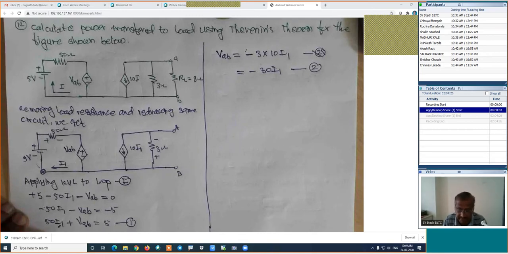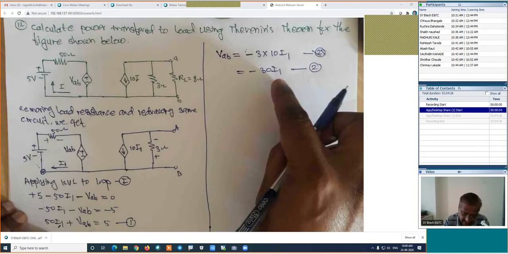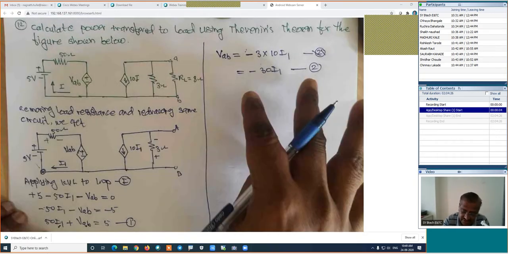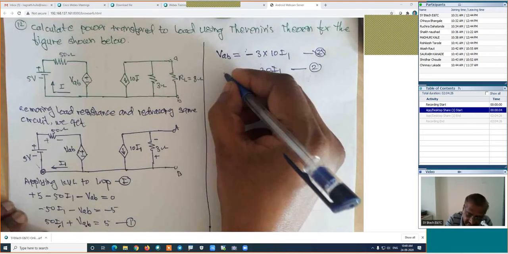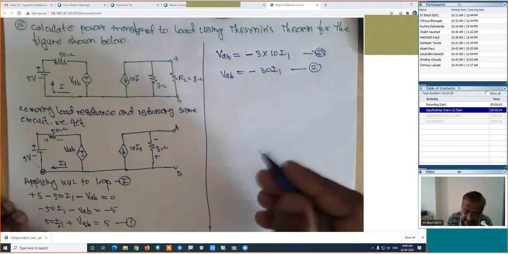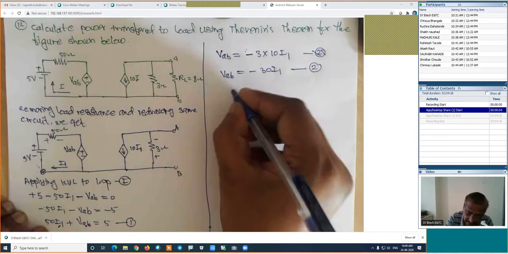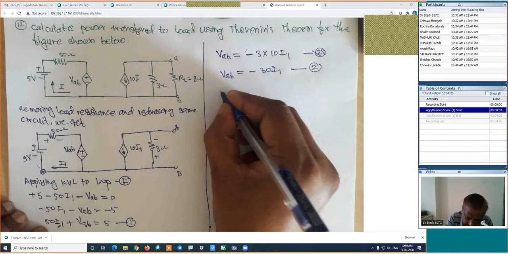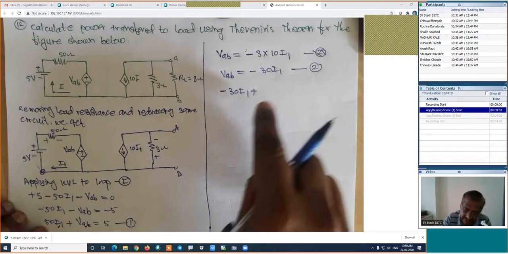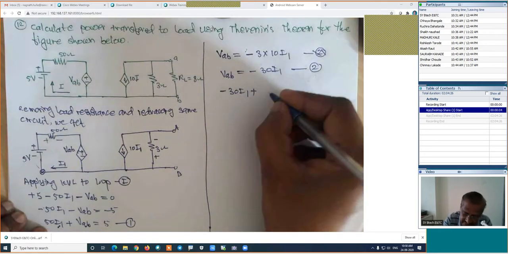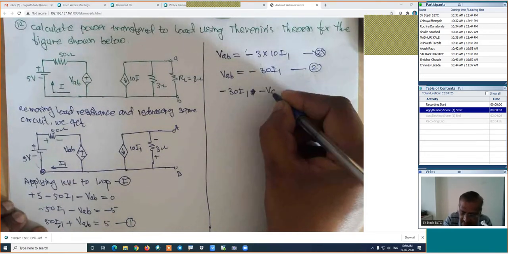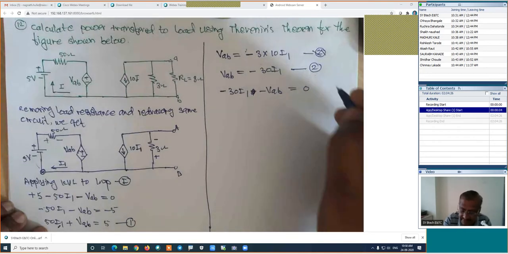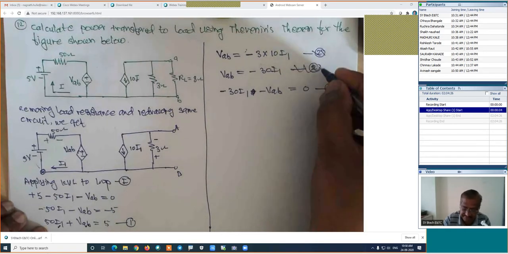Now we have two equations and two unknowns. We will find out the value of the two unknowns. Here we can put equation number 2 in equation number 1. Otherwise, this equation can be arranged in a different format. This VAB, otherwise I can arrange this equation in this format. It will be minus 30 I1. This value I will shift to the other side, means it is minus VAB, which is equal to 0. That is equation number 2, maybe something like that.